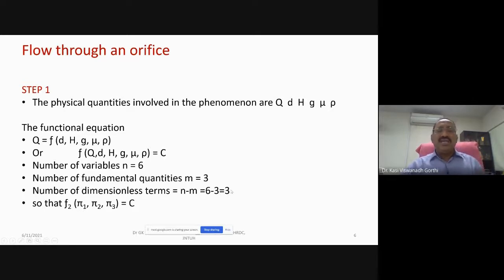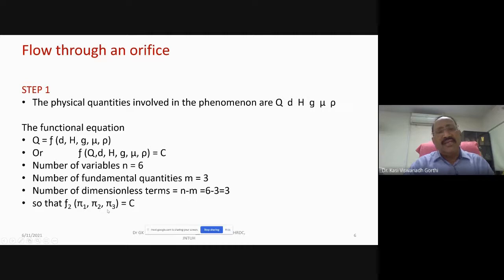So you have 3 dimensionless pi terms: pi 1, pi 2, pi 3. So another function f2 of pi 1, pi 2, pi 3 is equal to a dimensionless constant C. Now the question is how to formulate these dimensionless pi terms.